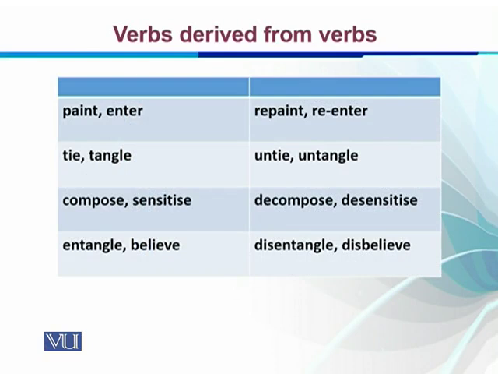For example, we have the verbs paint and enter. So, repaint and re-enter, we make them verbs. Tie and tangle, untie and untangle. Similarly, compose and sensitize, decompose and desensitize. Entangle, believe, we have disentangle and disbelieve. So you can see that with the help of certain prefixes, we can change a verb into another verb with a different meaning.